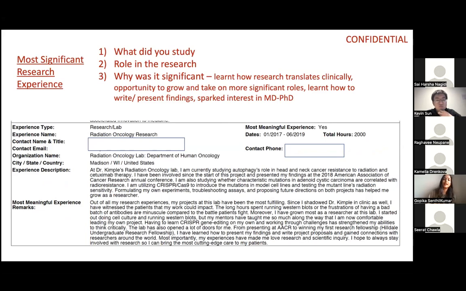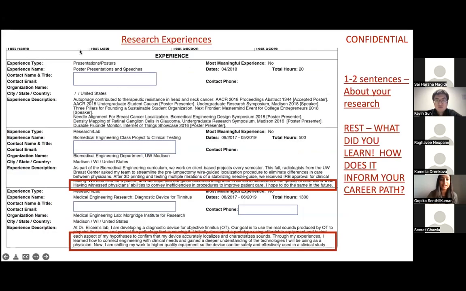So in this lab, the only thing I talk about is that I presented at AACR and I was able to write my first research fellowship. It taught me how to present my findings and write up project proposals, right? So I'm talking about what skills I learned from here. I'm not putting in the details of my presentation. Here, it's almost like how you would put in a citation. You put in, here's the title of my talk, here's where I presented it, here's the abstract number.